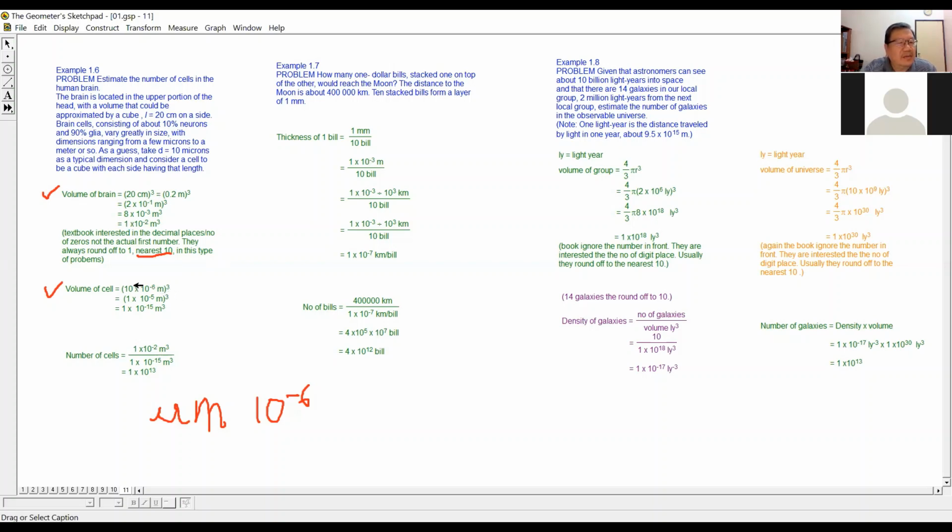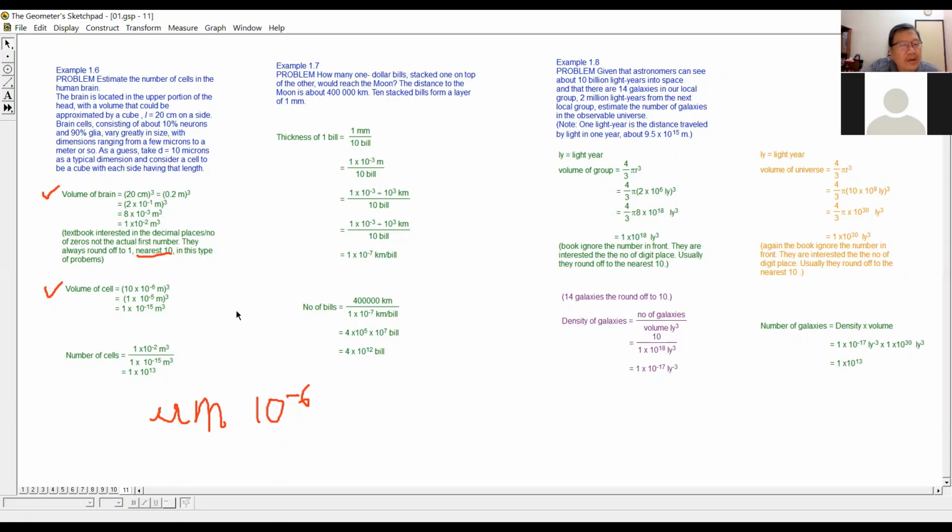Again, when you want to find the volume, you have to cube the whole thing. 10 times 10 to the power of negative 6 is 1 times 10 to the power of negative 5. When you cube it, every element inside the bracket you have to cube. So 1 cubed is 1, and 10 to the power of negative 5 cubed is 10 to the power of negative 15. Meter cubed. So this is the volume of one cell, and this is the volume of the brain.